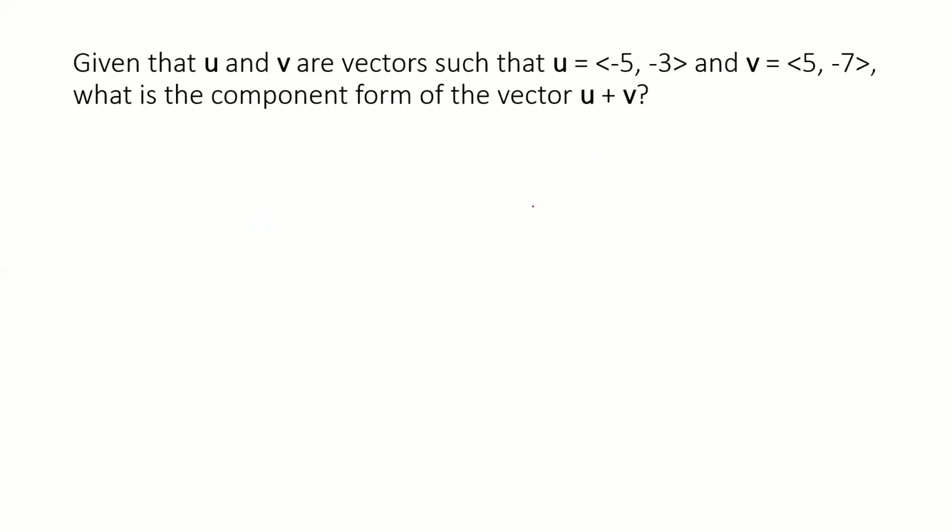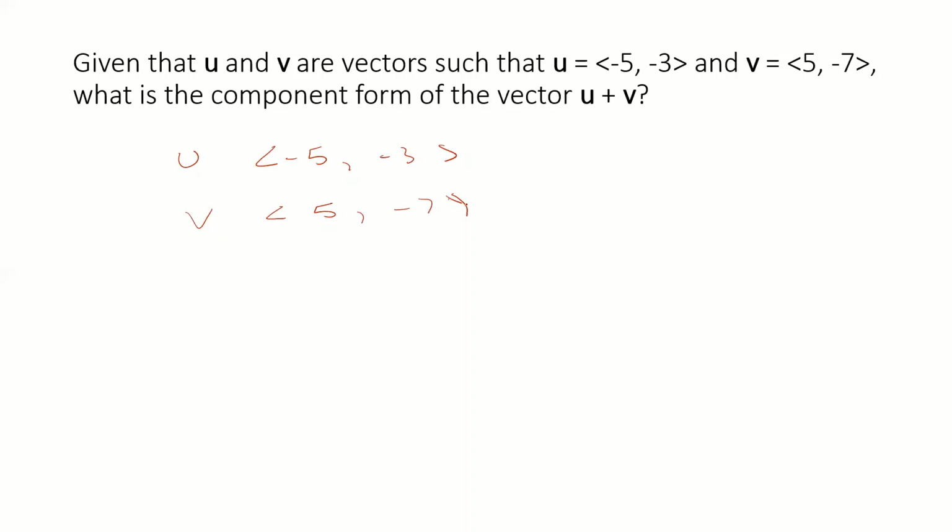There you go. This is a vector problem, and this one is actually one of the simpler vector problems. Vectors aren't too difficult, but they can be, especially if they go into physics. Given that U and V, which are vectors, are such that U equals -5, -3, and V equals 5 and -7, what is the component form of vector U plus V? So we're going to have vector U, -5 and -3. Then we're going to have vector V, which is going to be 5 and -7.